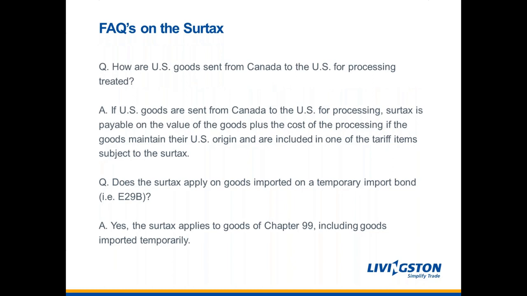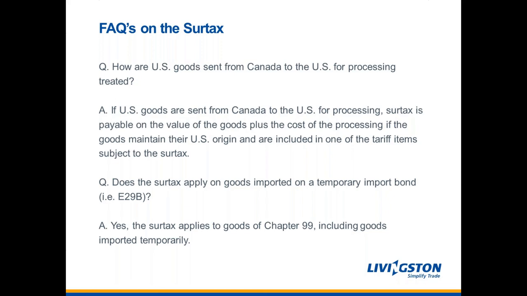So how are U.S. goods sent from Canada to the U.S. for processing treated? If you have a U.S. origin good that's sent from Canada to the U.S. for processing, the surtax is payable on the value of the goods plus the processing costs. So you can't get around it. If you export something out of Canada that's U.S. origin for manufacture and processing, it comes back, and it's essentially surtaxed on the entire amount: the value of the goods plus whatever the foreign company is charging for processing. Does the surtax apply on goods imported temporarily?